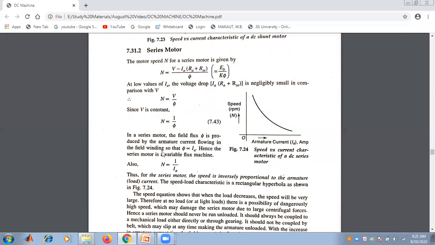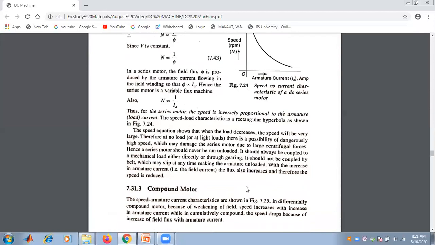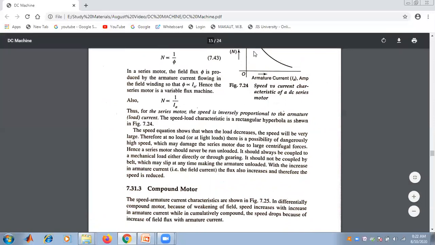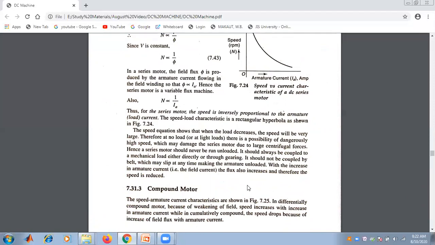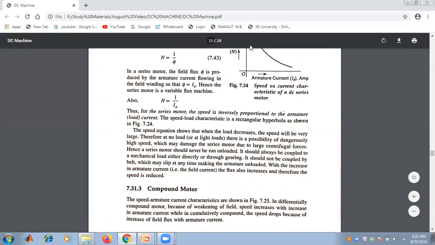The speed versus armature current characteristic of a DC series motor is generally shown as a rectangular hyperbola. The speed equation shows that when the load decreases, the speed will be very large. Therefore, at no load or light loads, there is a possibility of dangerous high speed, which means that at a low value of the armature current, the speed is high.